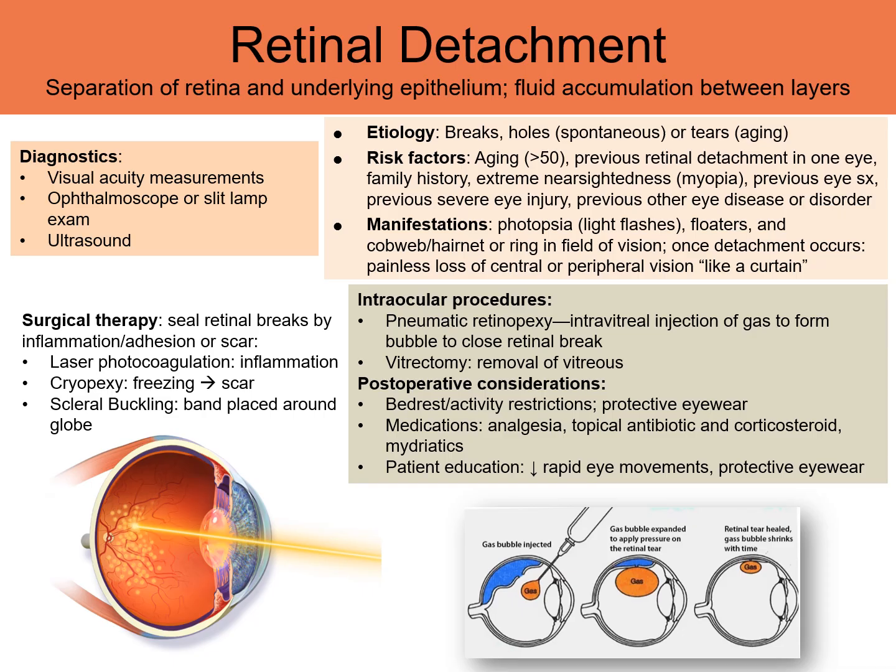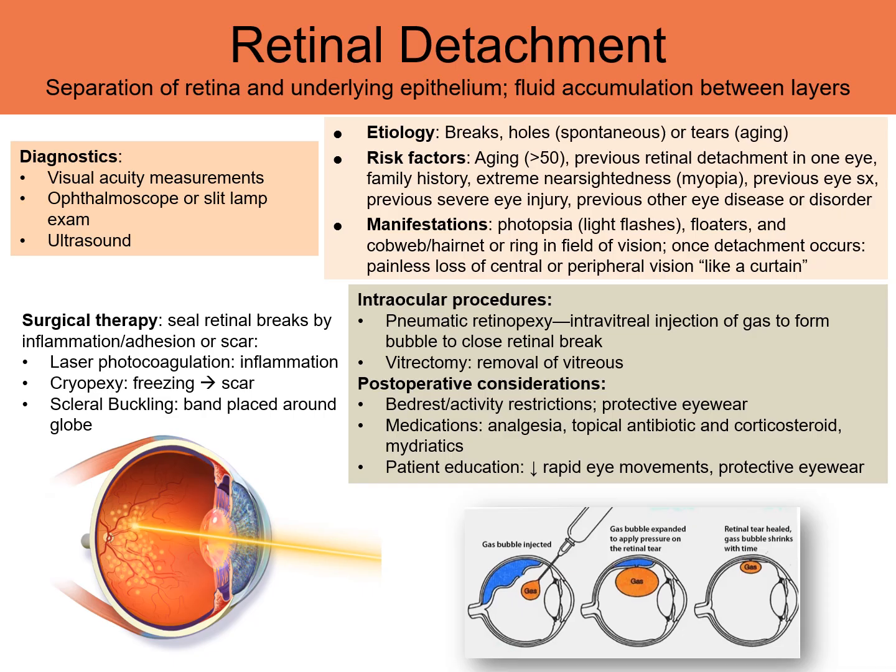Once the detachment starts to happen, it's going to be painless, and then it can be described as a curtain. It just goes black, either right in the middle, it just depends on where the detachment is, or you can have peripheral vision loss. So it's like a curtain, like a blackout. Diagnostics, we're going to do visual acuity measurements as always. We're going to use an ophthalmoscope or slit lamp to take a look inside the eye. And then we can also do ultrasound for confirmation.